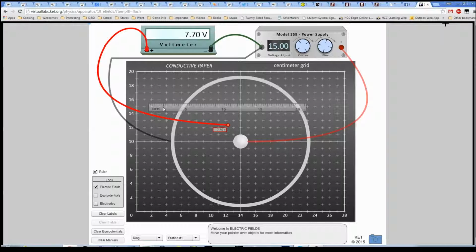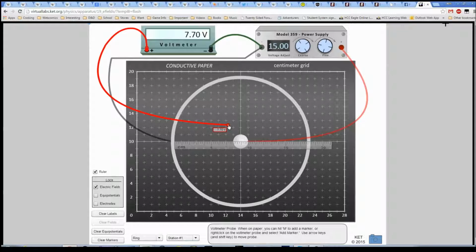Here is our ruler, and we'll take a measurement from the inner surface of the shield to the central wire. That is about 8 centimeters, so we will take our measurements in those 8 centimeters. We will go half a centimeter per measurement, which you can easily do by holding down the shift key and using the arrow keys to move. You see, we move half a centimeter while doing this.